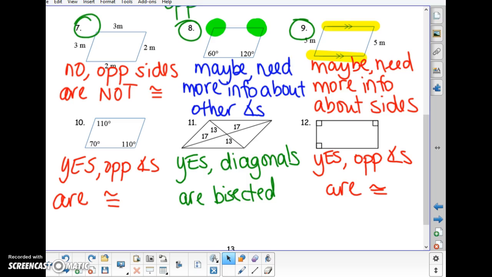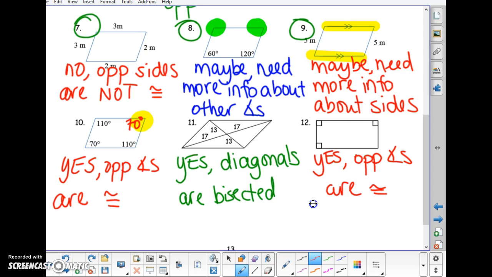All of these are yes. And you might be thinking, wait, I don't actually know, for instance, in number 10, what this angle is. Don't forget, it's a quadrilateral. You know it's 360 degrees. So it turns out that this angle has to be the remaining 70 degrees. So opposite angles are really congruent.